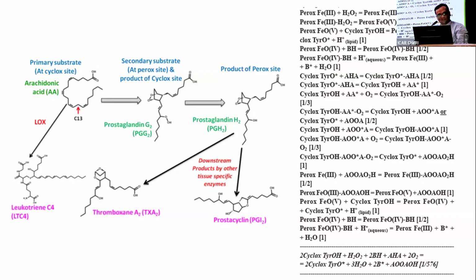Arachidonic acid gets attacked at carbon 13 and there is endoperoxide formation, giving PGG2. PGG2 is the product of the cyclooxygenase site. It goes to the peroxidase site and becomes PGH2. If this has to happen probabilistically, Murli sir did a calculation taking all the steps and probability considerations, and according to the classical way, the probability is 1 divided by 576.